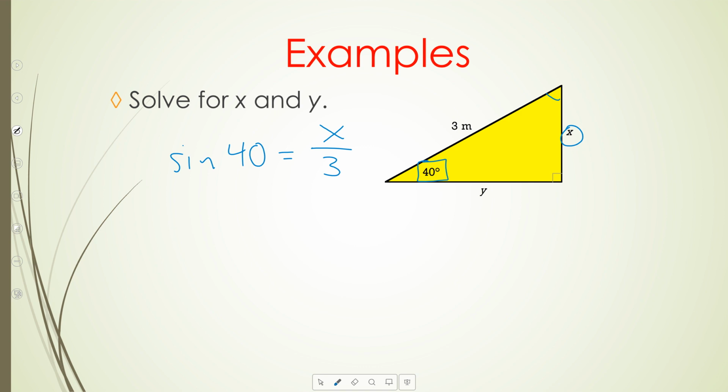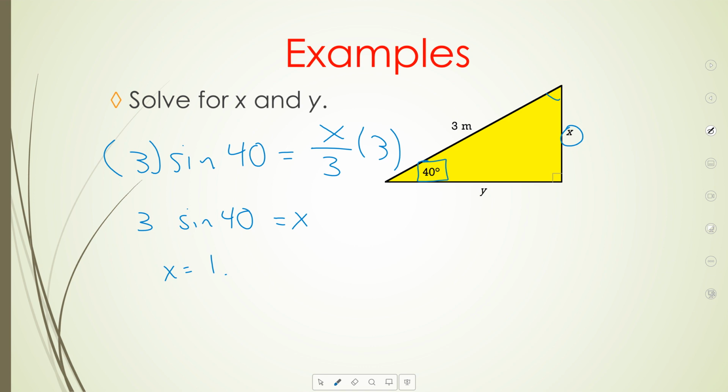Luce, what do you got? Solve it. Meg, answer? 1.92? How'd you get that? I did the sine of 40, and then I multiplied the answer of that by 3. Excellent. Okay, so two ways you can solve this. One is you could do that and cross multiply, but you don't really need to. You could just multiply both sides by 3.